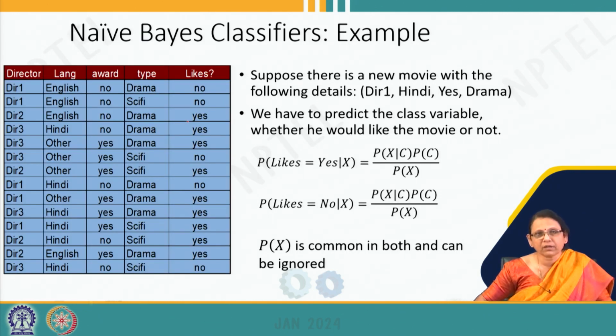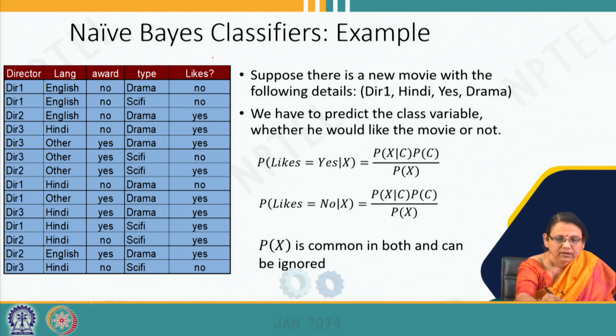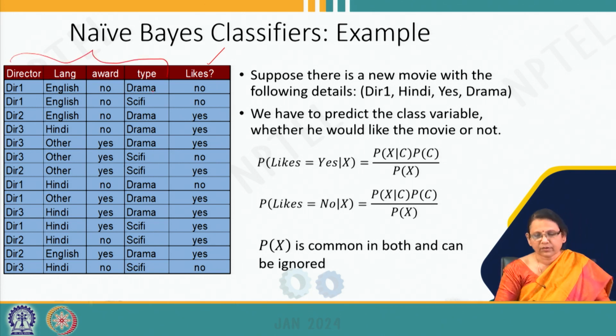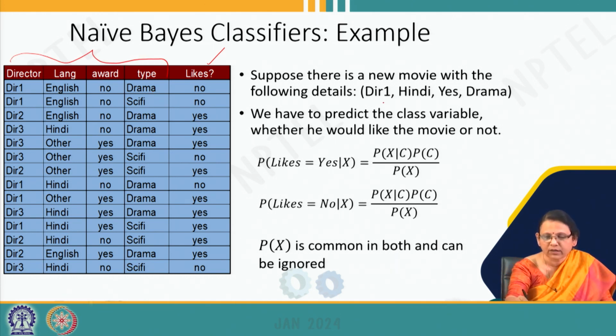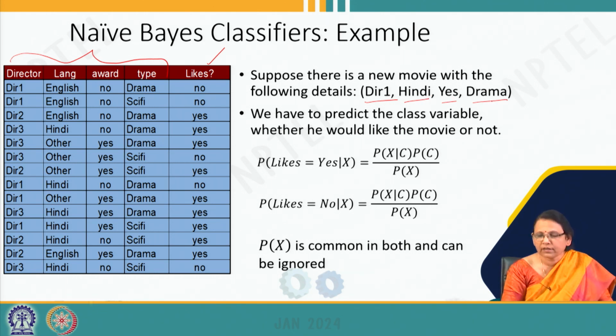So, this is the example that we also considered in the last couple of classes. In this example, this is our class variable and these first 4 are the features. Suppose one new data comes: director is 1, the movie is Hindi, it has got an award, and it is of a genre called drama.